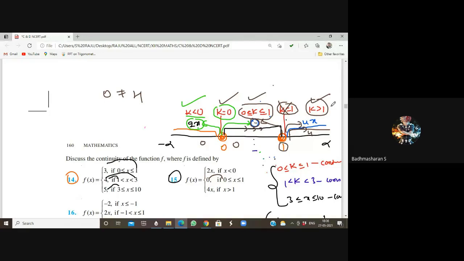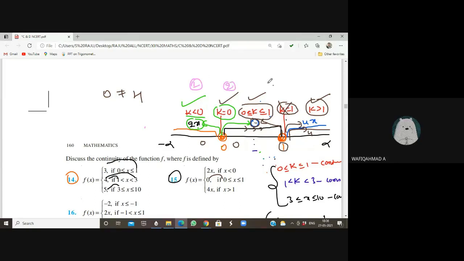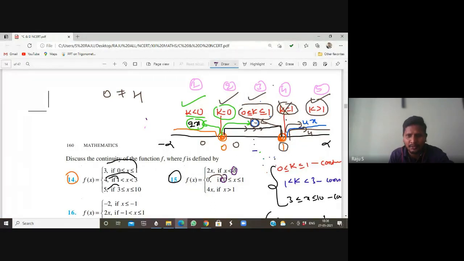Sir, for k equal to 0 and k equal to 1 alone, the second formula, and for all others, the first formula. Exactly, that is very important. Many times I repeated this: at that particular value alone, you can apply the second formula. Here 0 and 1 are given, so at 0 and 1 you can apply the second formula. That is the second and fourth cases. In the remaining cases, the first formula.